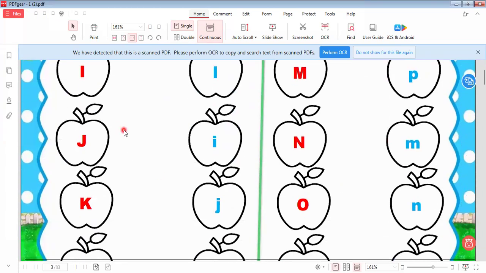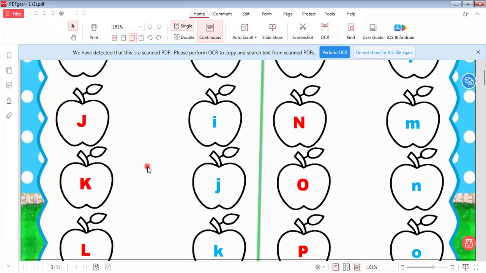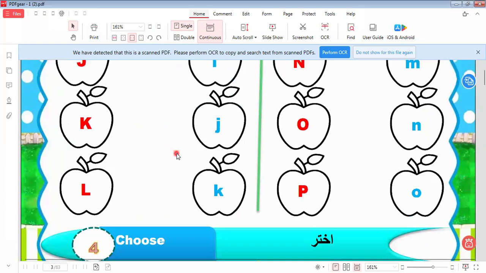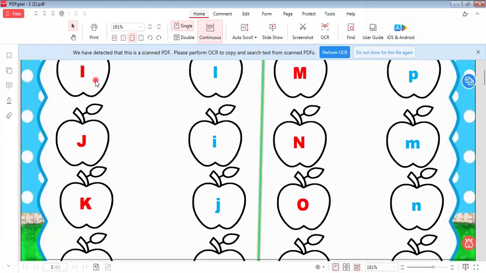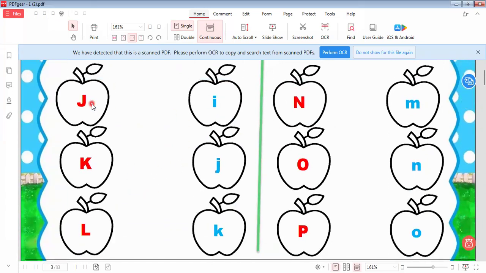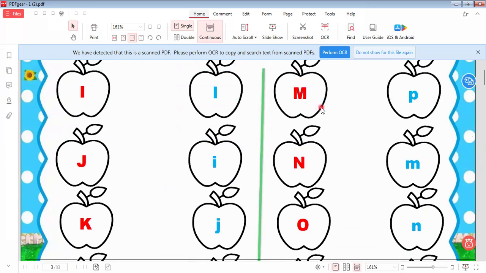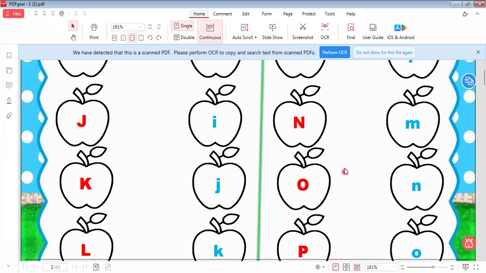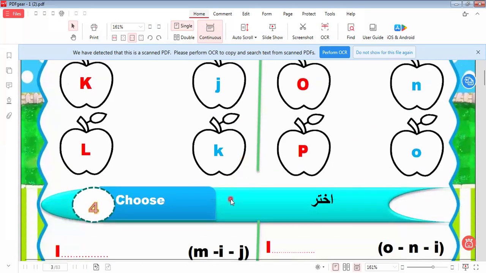Here also we have the capital letters, and we match them with the small letters. Here is letter I capital. This is I small. J capital, J small, K capital, K small, L capital, and L small. Let's go to another one. Here is capital M. Where is small m? This one. Capital N. Where is small n? This one. Capital O. This one by this one. Capital B. This one by this one. Let's go to another one.